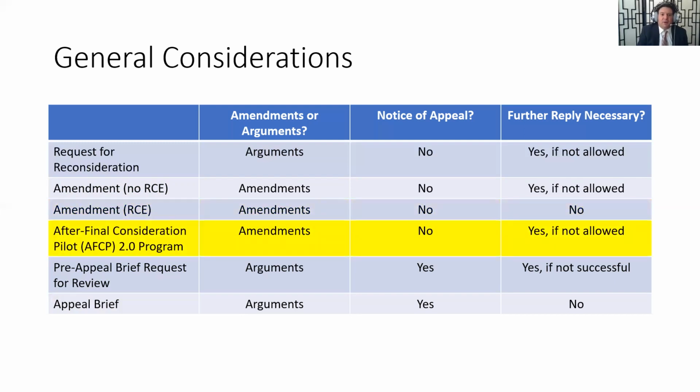The AFCP program is focused on amendments. Again, if you only had arguments, you'd be filing a request for reconsideration. There is no notice of appeal, and a further reply, again, is necessary if not allowed. These can result in an allowance, but if not, you'll have either an advisory action or an AFCP interview. And again, your clock doesn't stop running. You'll need to file an RCE or a notice of appeal or something.